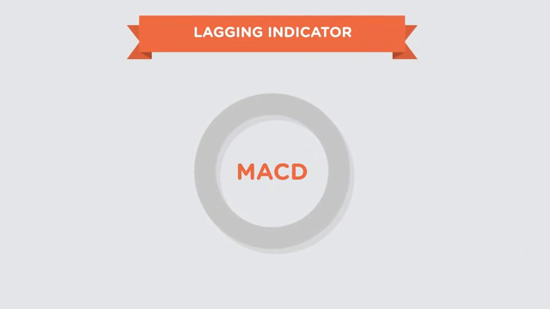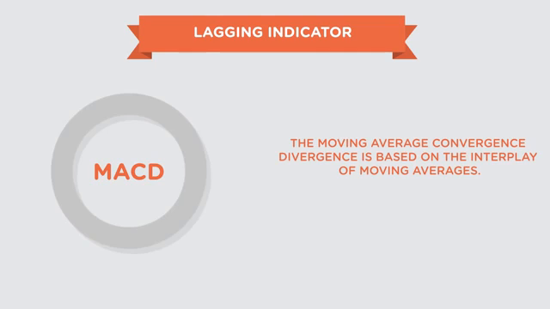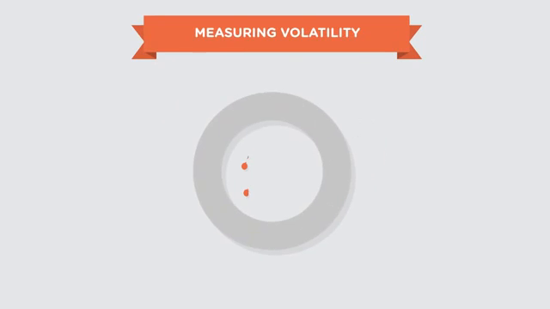Hi there! In the previous lesson, we learned about the MACD, or the Moving Average Convergence Divergence, and we also learned a strategy to trade using it. In this lesson, we're going to learn about Bollinger Bands.